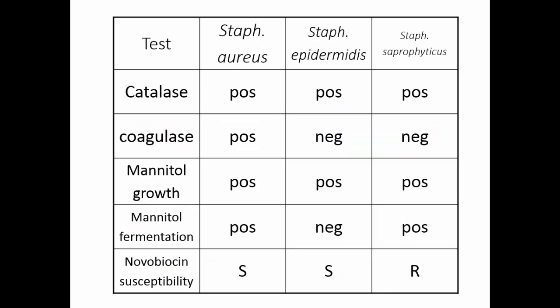To recap your test results, you had 3 organisms you tested: Staph aureus, Staph epidermidis, and Staph saprophyticus. All Staphylococcus species are positive for Catalase. Only Staphylococcus aureus is positive for Coagulase. All Staphylococcus species tolerate salt, and so they will grow on mannitol salt agar, but only Staph aureus and Staph saprophyticus ferment mannitol. Only Staph saprophyticus is resistant to Novobiocin. The other 2 species are susceptible.